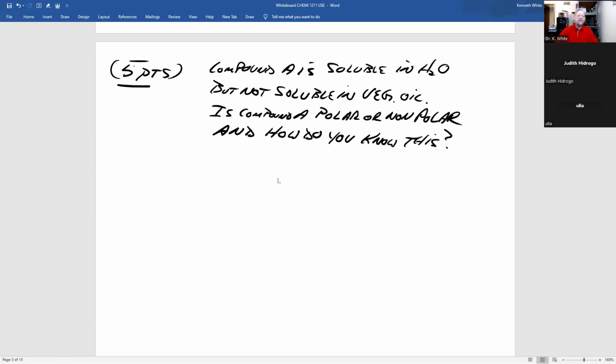All right, let's look at the problem, 5 points. Compound A is soluble in water, but not soluble in vegetable oil. Is compound A polar or nonpolar? And how do you know this? Your turn to have a little fun. So I'll give you a little time to answer that, and then I will.